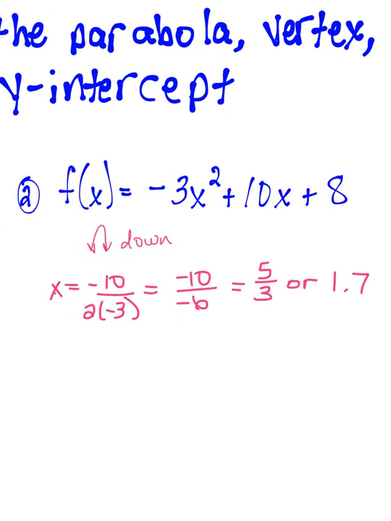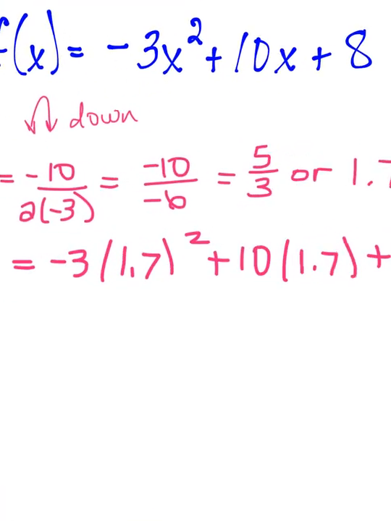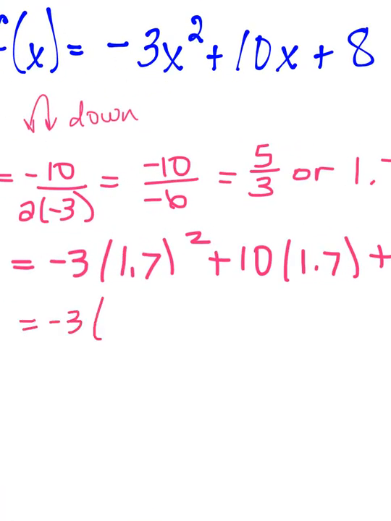Good. So I say y equals negative 3 times 1.7 squared plus 10 times 1.7 plus 8. Now, some of your calculators you guys are real good with. You can put the whole thing in at one time. Some of us aren't that great with our calculators. That's okay. Let's just go step by step. Negative 3, what's 1.7 times 1.7? Anybody? 2.89. Okay.